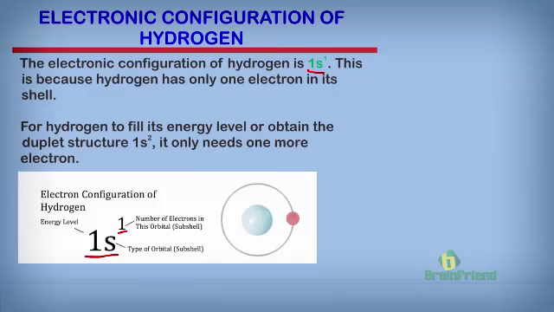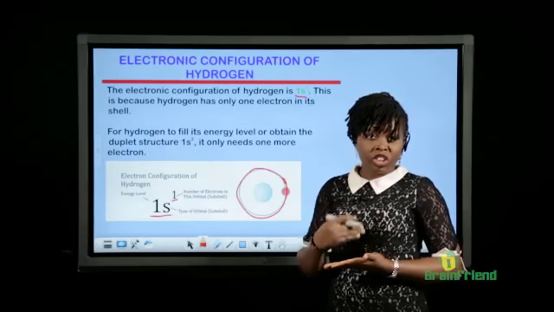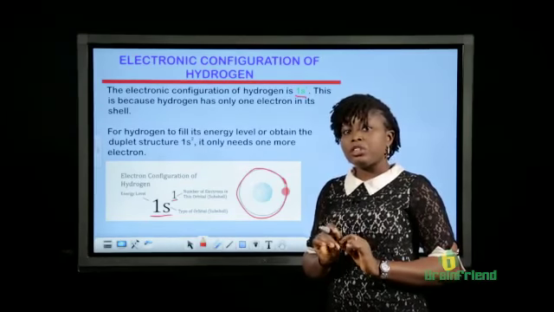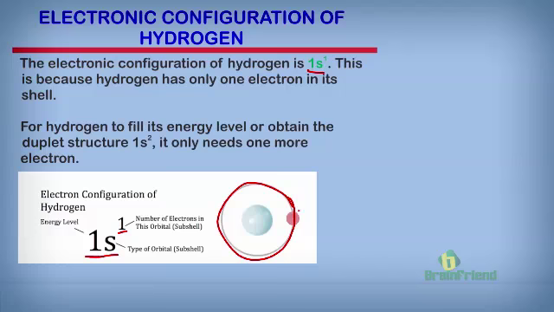The one here, written before the S, signifies the energy level. So this electron is found in the first energy level or first subshell of the hydrogen atom. That is actually the only subshell that the hydrogen atom has. So the electron is found in this first subshell, and that is why we have 1s. The S here represents the type of orbital or subshell. So this is the electronic configuration of hydrogen.